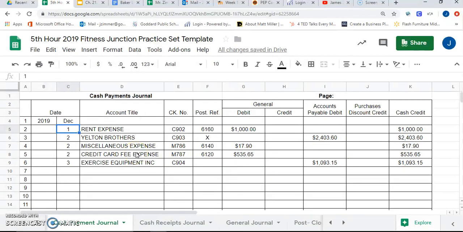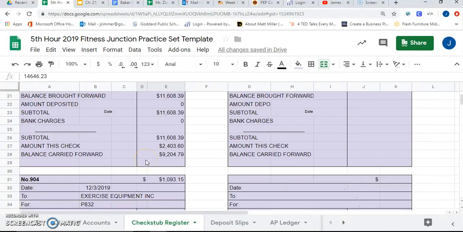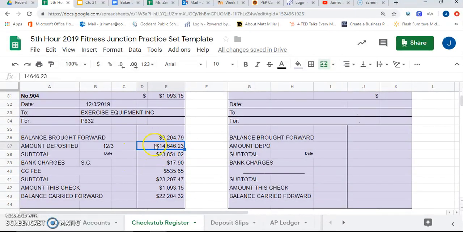Then you would go post to the general ledger. In addition to that, you're going to have to go impact your check stub because you have some bank charges here. So we're going to go out to our check stub register and scroll down. This would have happened during this check stub. Over here where it says bank charges, we have a service charge or S.C. and you put $17.90, and then you have a credit card fee, $535.65. That gets plugged in here. I understand there's a lot of other numbers here. We have a deposit that's coming up, you'll see that in a moment. All right, so once you plug these in and you've posted, Forms 7 and 8 are finished.